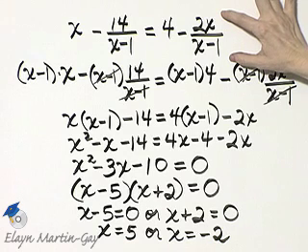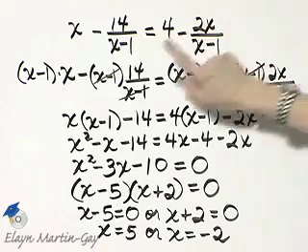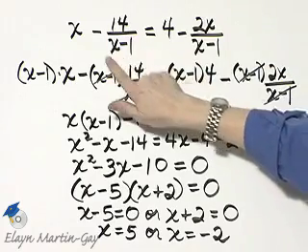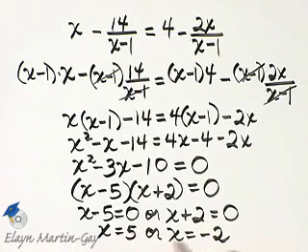Now let's double check, but so far we have two proposed solutions, 5 and also negative 2. Will those be okay looking at our original rational equation? The answer is yes. The only value for x that would make the denominator 0 is 1. And notice neither of my proposed solutions is 1, so there I have my two solutions.